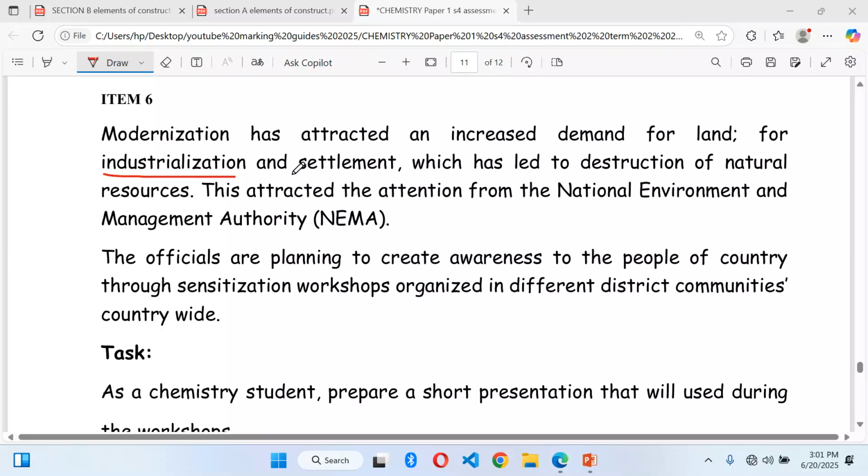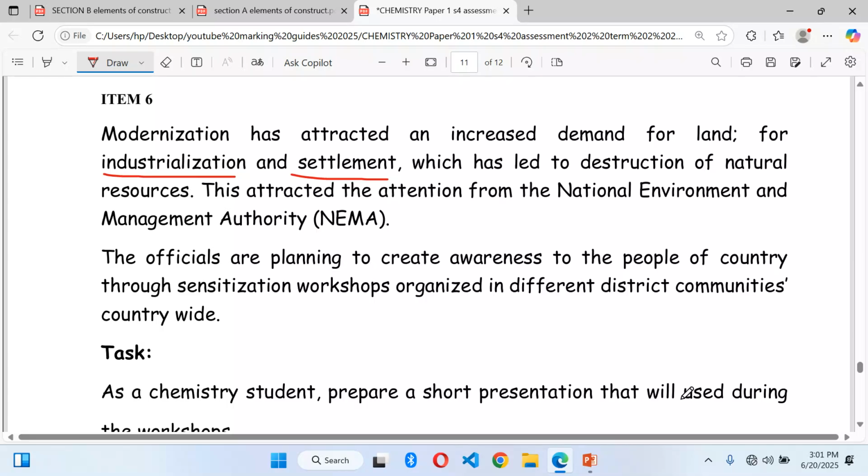Industrialization and settlement, which has led to destruction of natural resources. This attracted the attention from the National Environment Management Authority. The officials are planning to create awareness to the people of the country through sensitization workshops organized in different district communities countrywide. As a chemistry student, prepare a short presentation that will be used.